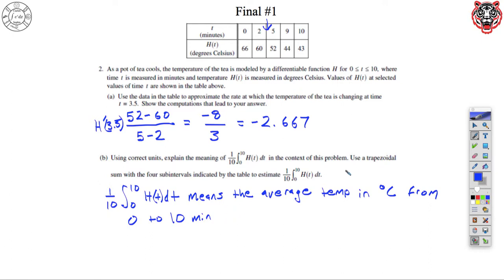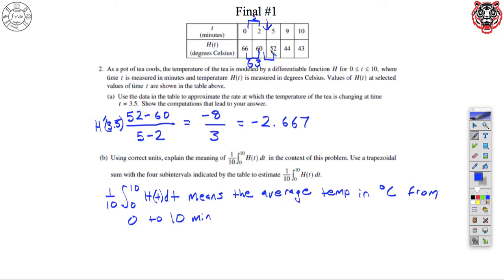Now it's asking to use a trapezoidal sum of the 4 subintervals indicated by our table to estimate. Okay, so trapezoidal means I'm looking for the distance between here and here, which is 2, and I'm taking the average of these two. Let's just find all the averages really quick. So this is going to be 63. If you don't know how to find average, just add them both, divide by 2.